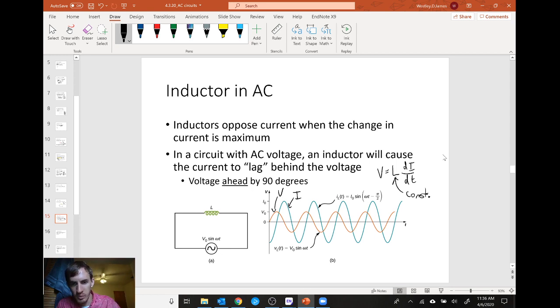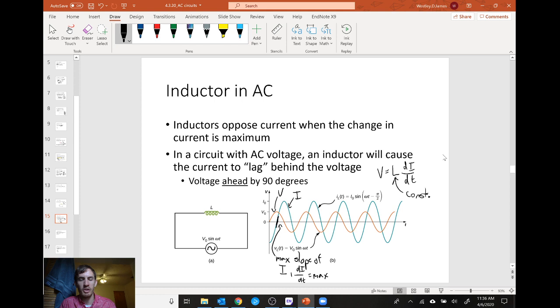let's just look at when the slope is maximum here. Well, you see here the slope is maximum right here. So that is the max slope of I, aka di dt equals the maximum value. And if we look here, the voltage is the maximum value there.